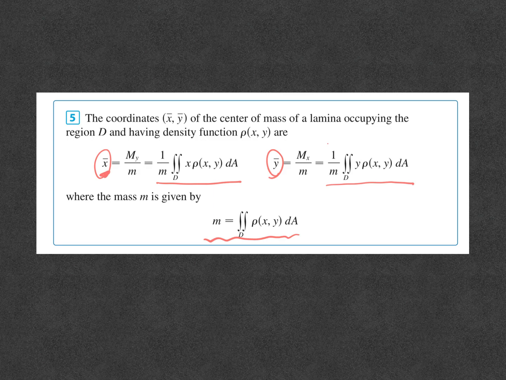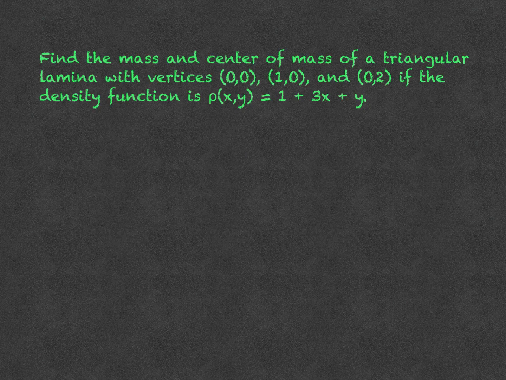So what you're finding is that point where the center of mass happens, where it's as if the entire mass is concentrated at that point. So let's look at an example of this. This problem says find the mass and the center of mass of a triangular lamina with the vertices (0, 0), (1, 0), (1, 2) if the density function is rho equals 1 plus 3x plus y.